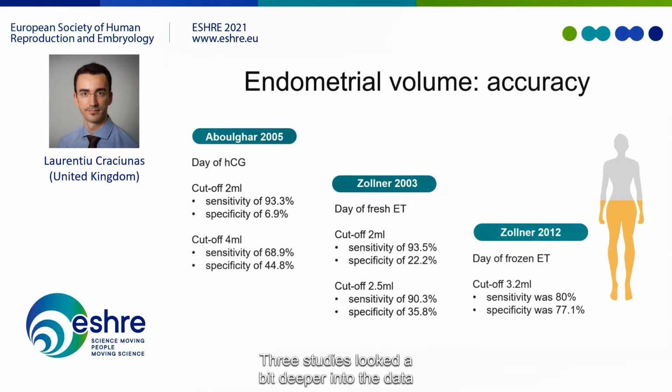3 studies looked a bit deeper into the data and tried to establish various cutoffs for endometrial volume. These were 2 and 4 milliliters on the day of the HCG injection, 2 and 2.5 milliliters on the day of the fresh embryo transfer, and 3.2 milliliters on the day of the frozen embryo transfer. Similar to endometrial thickness, endometrial volume has no ability to discriminate between reproductive success or failure.